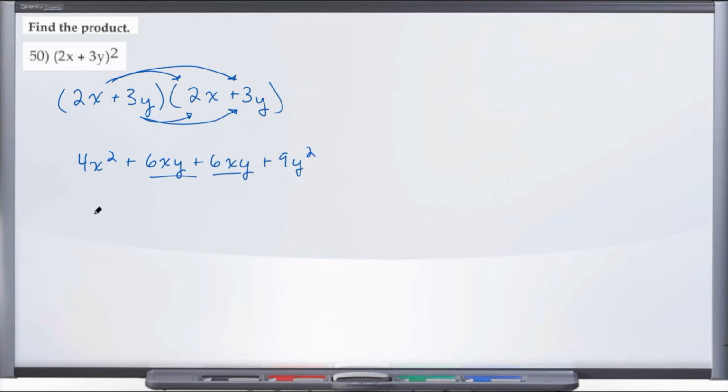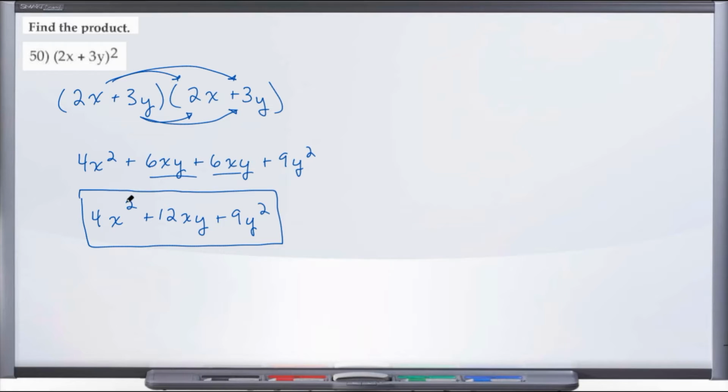We'll go ahead and combine our like terms here. And we get 4x squared plus 12xy plus 9y squared. All right, so that was 50. And now let's take a look at 51, which will wrap up the finding the product section for this chapter 2, or test 2 rather, review series.